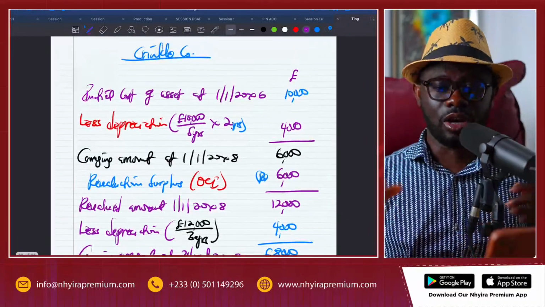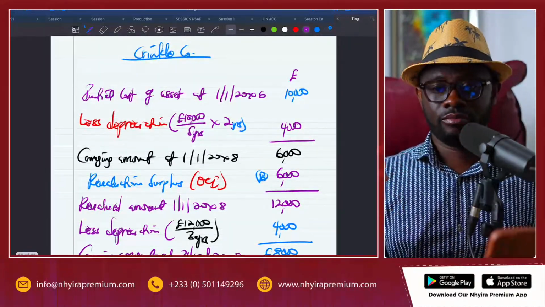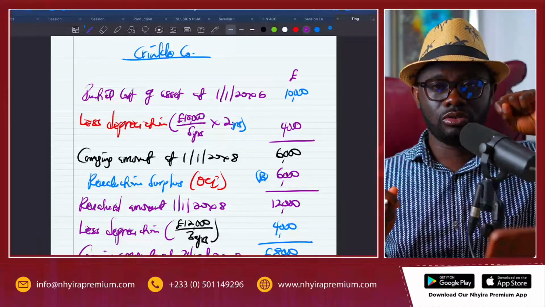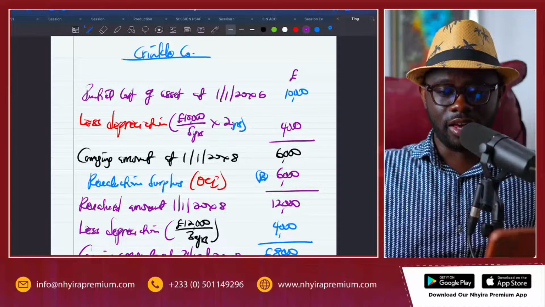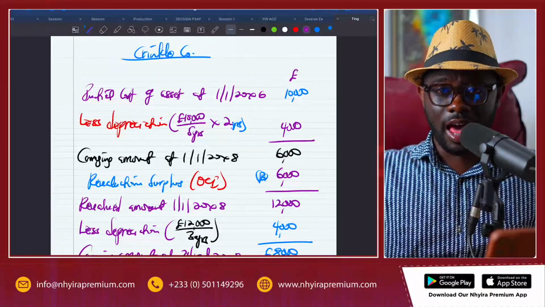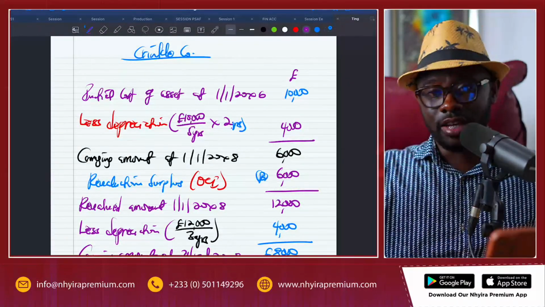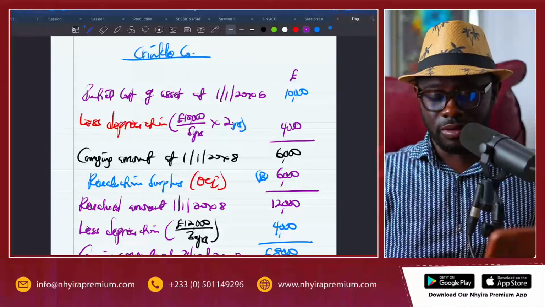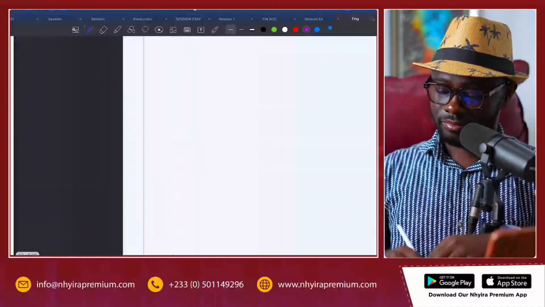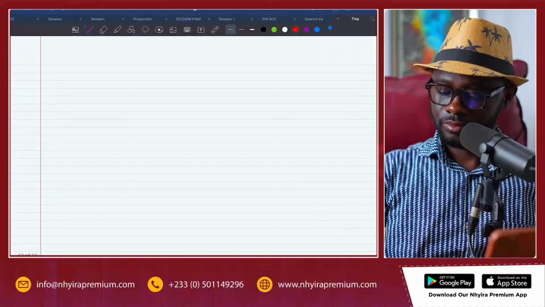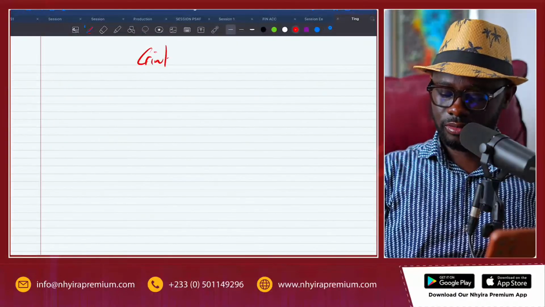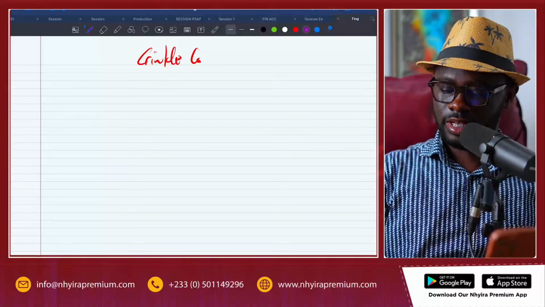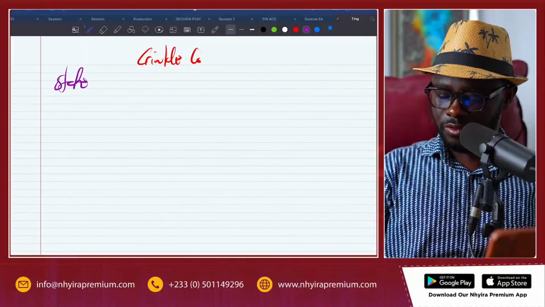Now, I'm going to do 2 things. One, I'm going to do the default thing, assuming there is no annual transfer. How would the treatment look, right? Then we'll look at a transfer. How would the treatment also look? So, Crinkle Co. Statement of profit or loss and other comprehensive income.